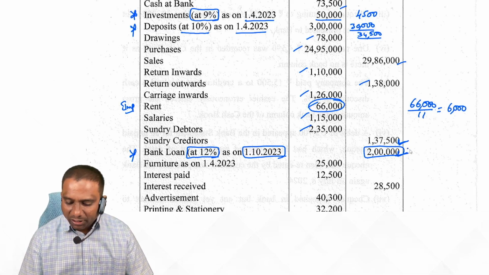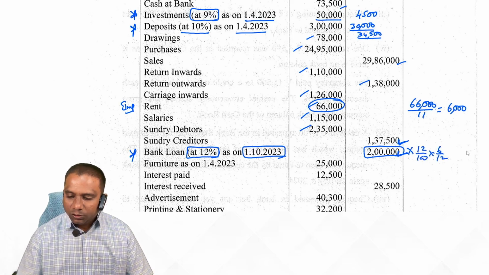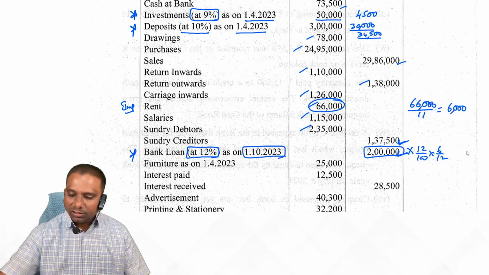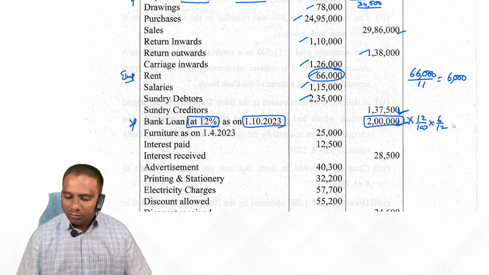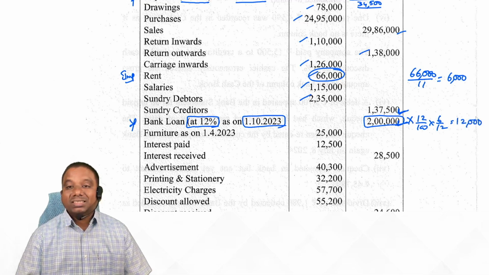So we have to pay 2 lakhs into 12% into 6 by 12. Have to pay 6 months interest. So 2 lakhs into 12% into 6 by 12. So in total we have to pay 12,000 rupees interest, students.